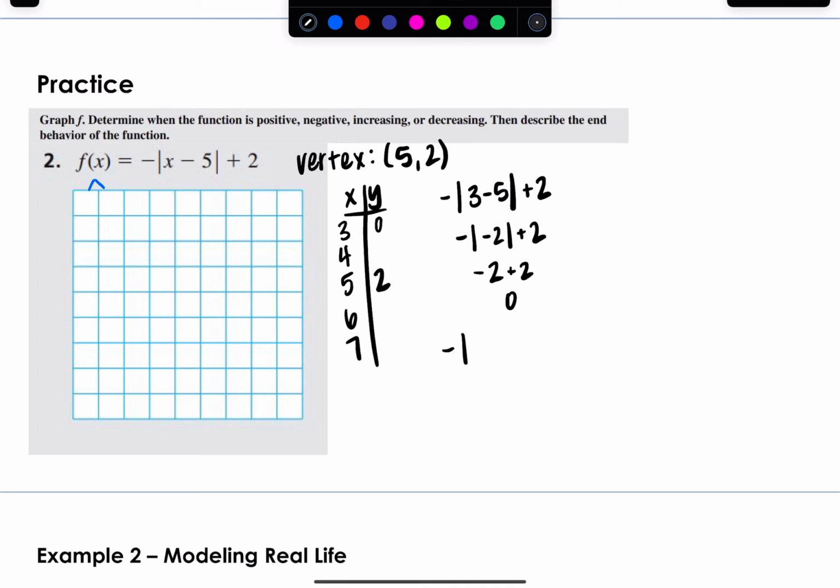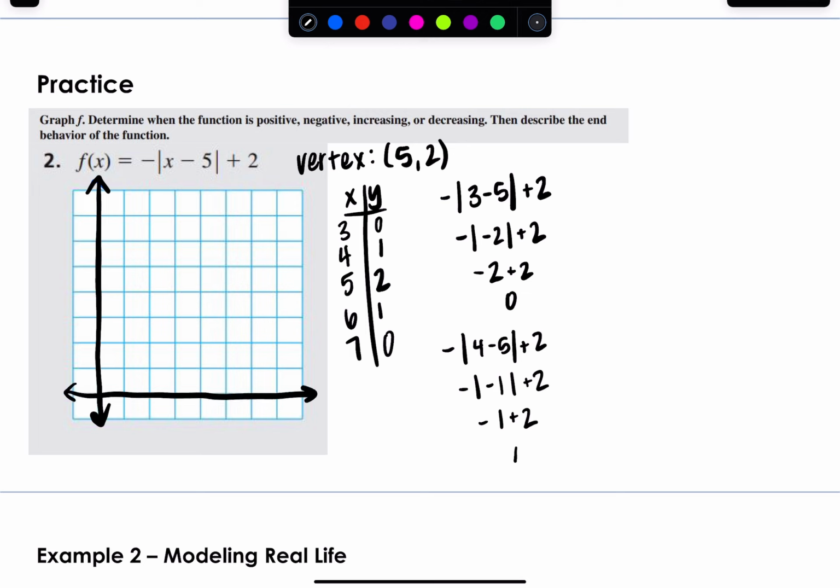Okay, then we have 4. Negative absolute value 4 minus 5 plus 2. Simplify your absolute value first. And then we have negative 1 plus 2, which is just 1. And remember to mirror your points. Okay, so my vertex is at 5, 2. All my points are positive, so I'm going to put this first quadrant here on my graph.